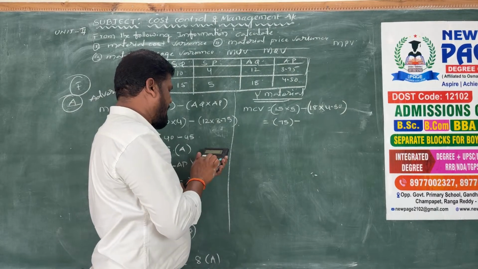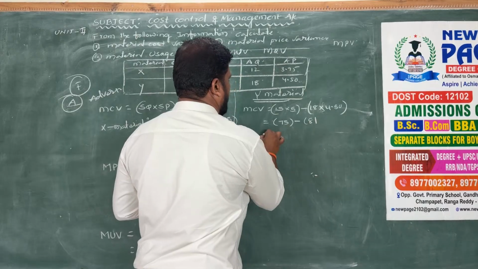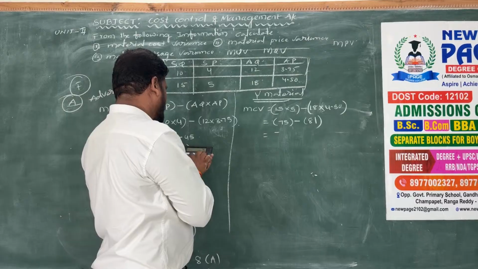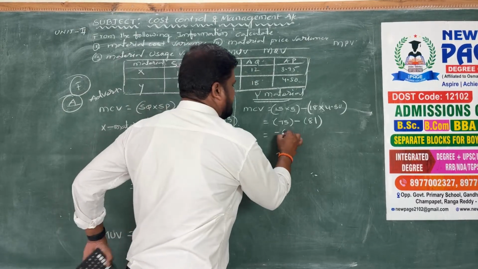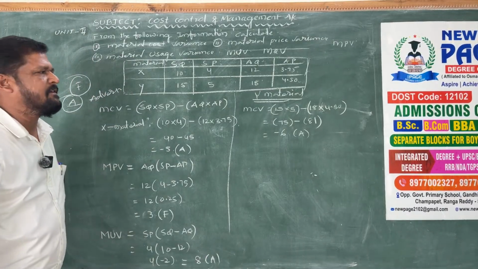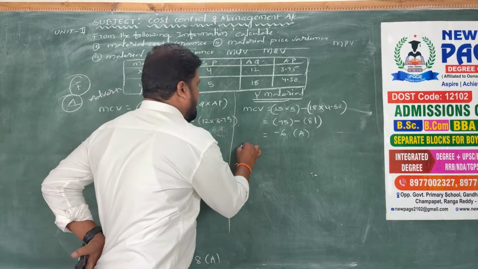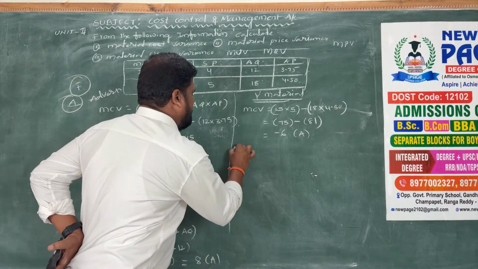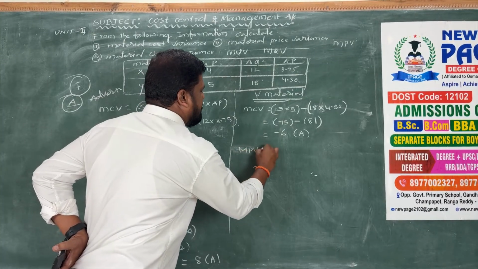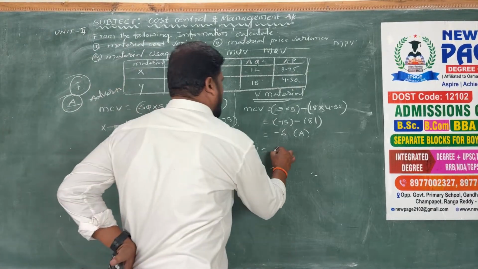18 into 4.5, 81. 75 minus 81 is minus 6. This is adverse. Unfavorable variance. Next, MPV, material price variance. Material price variance is called, what is the formula?